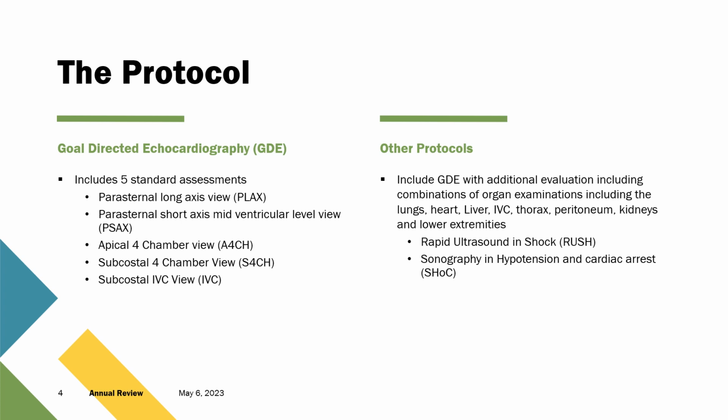So now this GDE protocol can be extended to incorporate additional images that include things like organ examinations, evaluation of the lung, additional images of the heart, evaluation of the liver, IVC, thorax, peritoneum, kidneys, and lower extremities. When you start adding in these additional images to your GDE, they can fall into a couple different categories called the Rapid Ultrasound in Shock Protocol, or RUSH, and the Sonography in Hypotensive and Cardiac Arrest Protocol, as in SHOC.